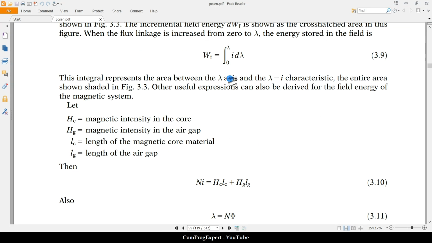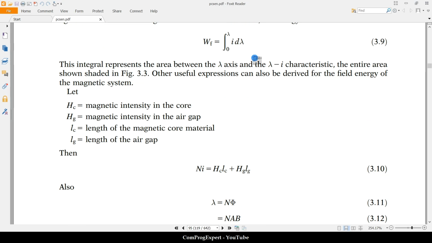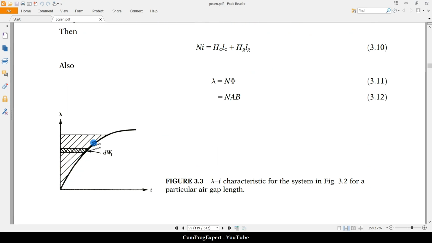From a mathematical point of view, this integral is equal to this area, the area between the flux linkage axis and the flux linkage versus current characteristic. And this is the differential in the value of the magnetic energy, Wf.